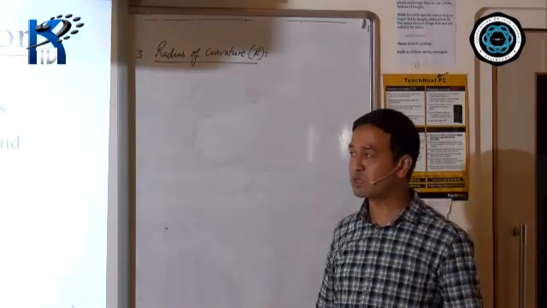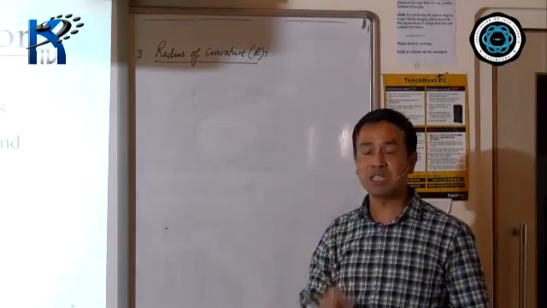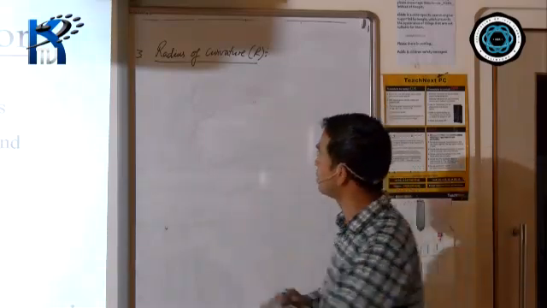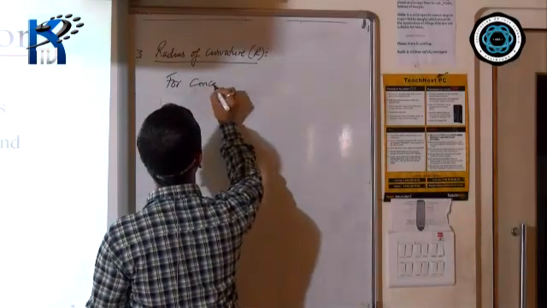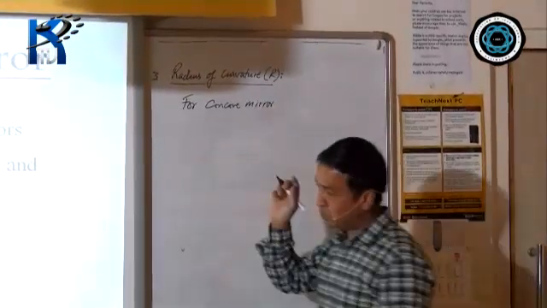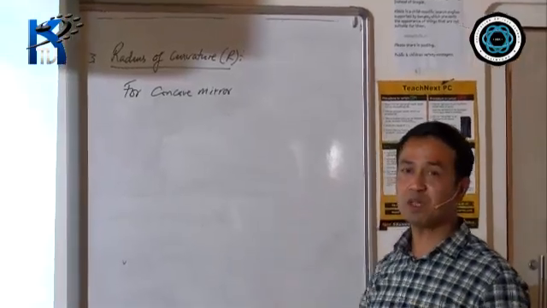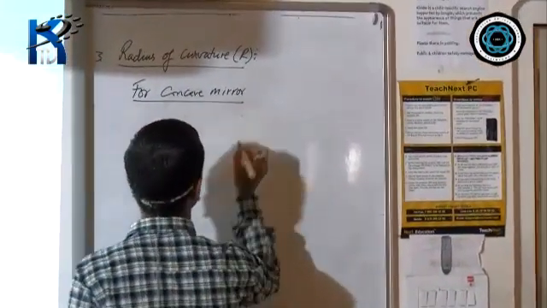But radius of curvature can also be defined in another way. That is the distance between pole and the center of curvature. I can show this with the help of a diagram also. Let me take the concave mirror first. Remember, when I define the terms, we define them for each mirror, that means for concave mirror and also for convex mirror. So let me do it first for concave mirror.